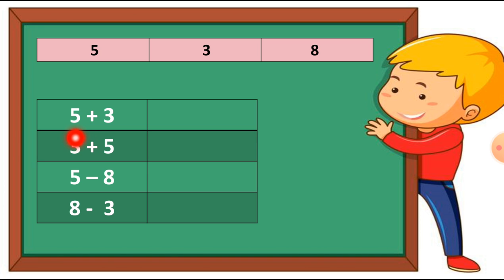Here is 5 plus 3. 5 plus 3 is equal to 8. So write down the 8 number as the answer. Next one, 3 plus 5. We take 3 number first and then 5. So 3 plus 5 is equal to also 8. So 2 time addition is complete. Let's move to the subtraction.